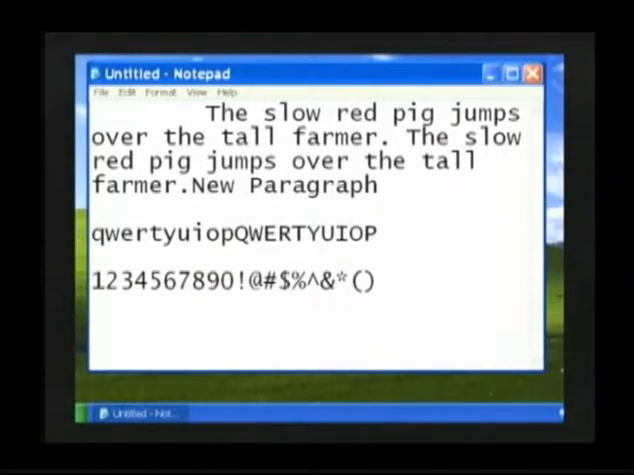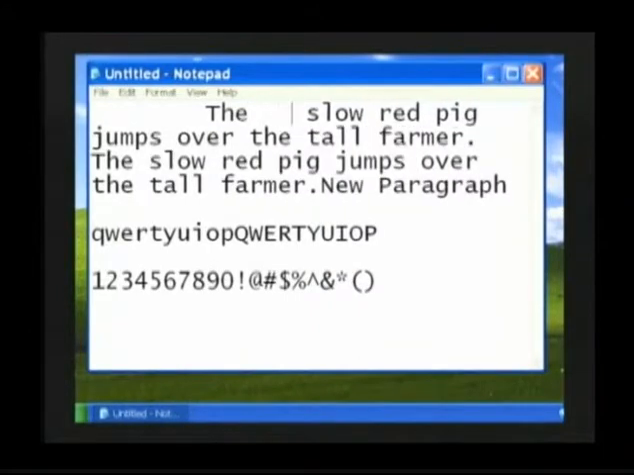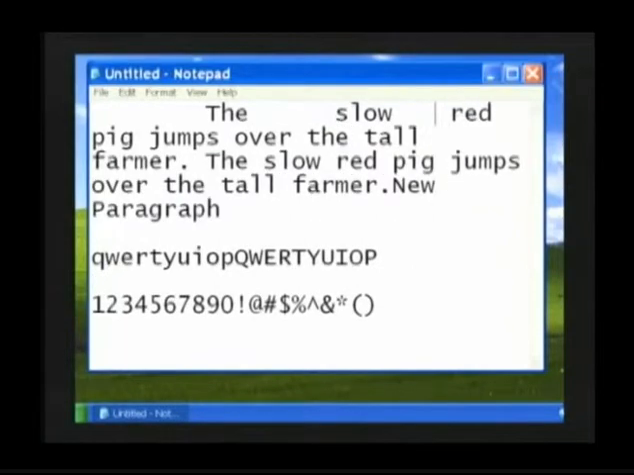A second situation that will occur is when you have too many spaces in between words. Place your blinking cursor in between the words "the" and "slow," and press the space bar 5 times. 1, 2, 3, 4, 5. Now place your blinking cursor in between the words "slow" and "red." Press the space bar 5 times. 1, 2, 3, 4, 5.